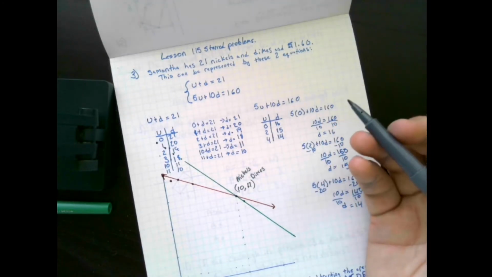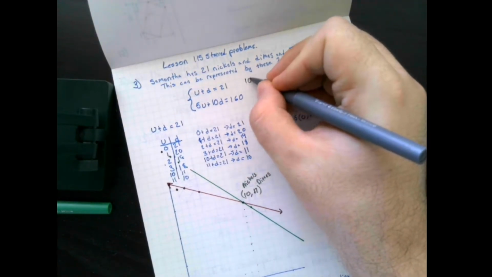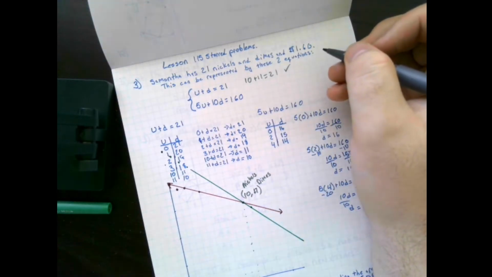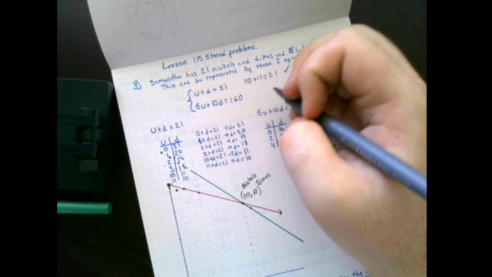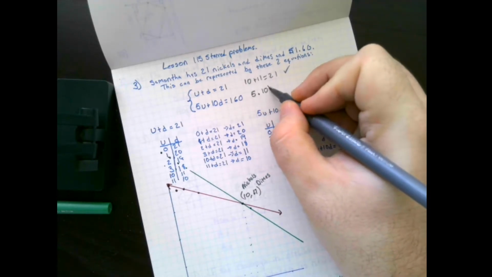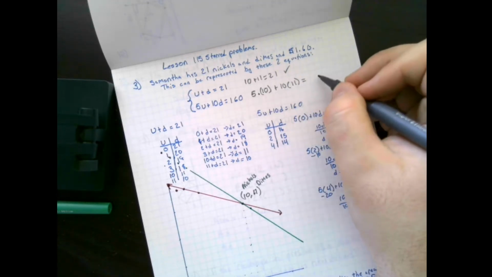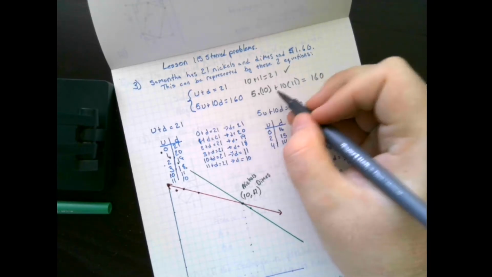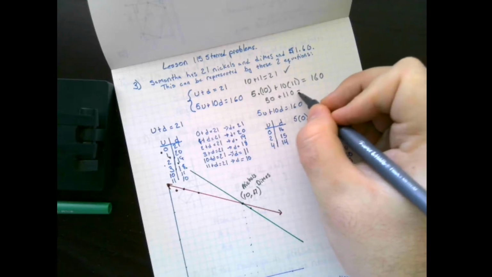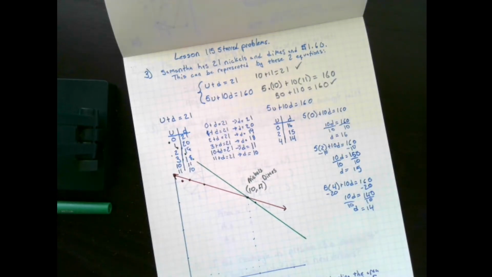So one way to check your work is to plug 10, 11 back in. So if we say 10 plus 11 equals 21, that one works. That one's really obvious. We can just say 10 plus 11, it is 21. What about 5 times 10 plus 10 times 11? Does that equal 160? Well, 5 times 10 is 50. 10 times 11 is 110. And that does equal 160. So we've checked our work.